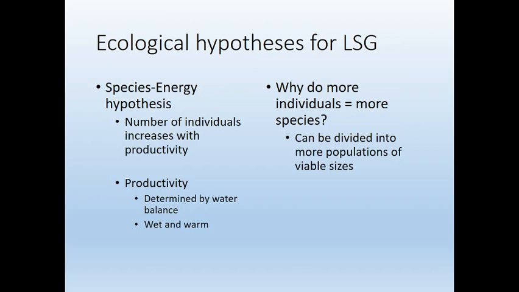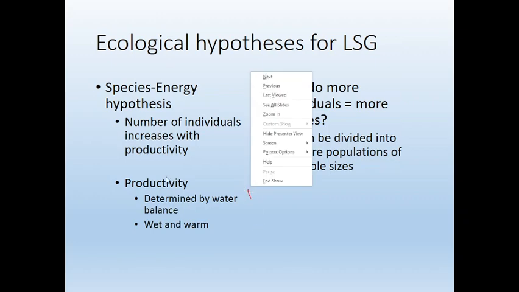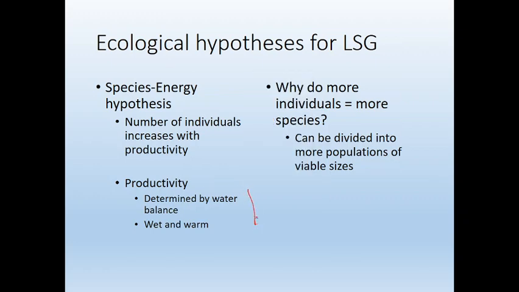But that still doesn't answer the question of why more individuals equal more species. Imagine you have a box here, and this is just numbers of individuals.